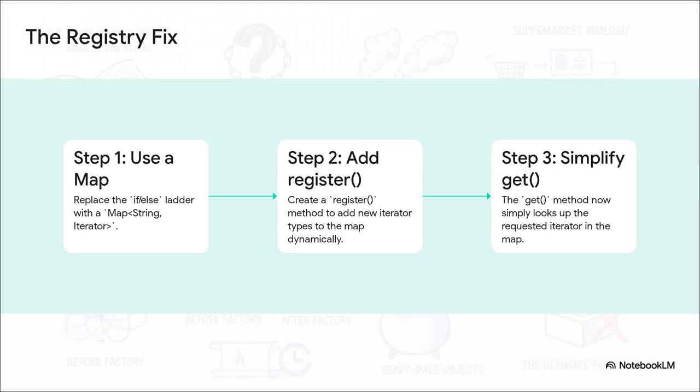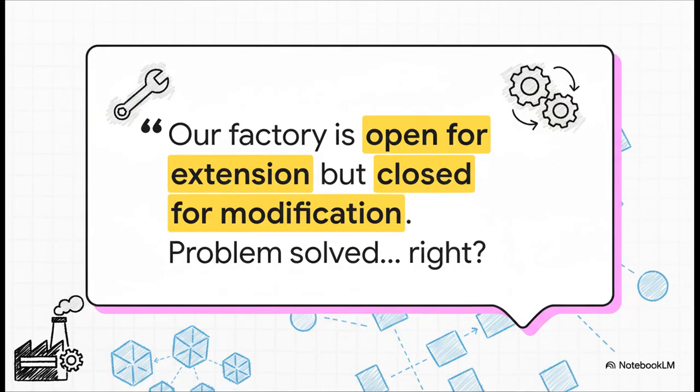Okay, so how do we fix this? Well, the first big leap forward is to just get rid of that brittle if-else chain and replace it with a map. Then we can create a register method that lets outside code add new iterator types to our map whenever they want. Now our get method becomes super simple. It just looks up the type in the map and returns it. And just like that, it works. We can add a reverse iterator or a shuffle iterator or whatever we want just by calling register. Our factory is now open for extension, but closed for modification.